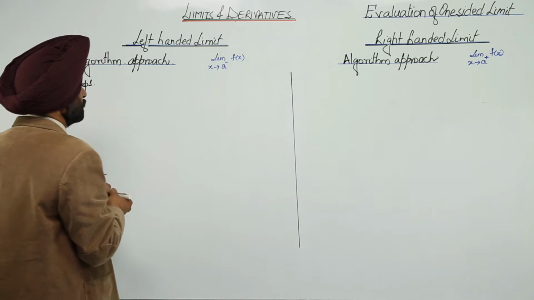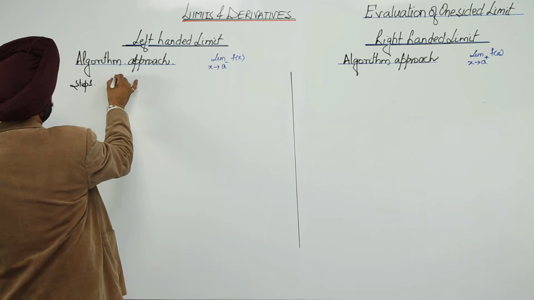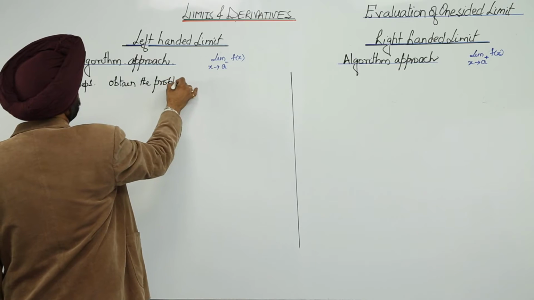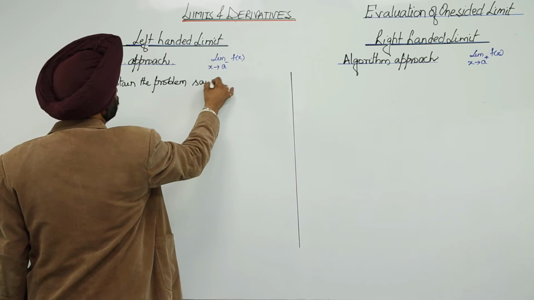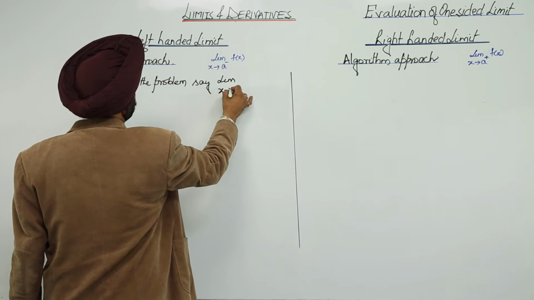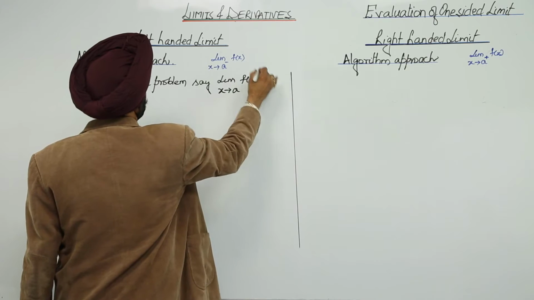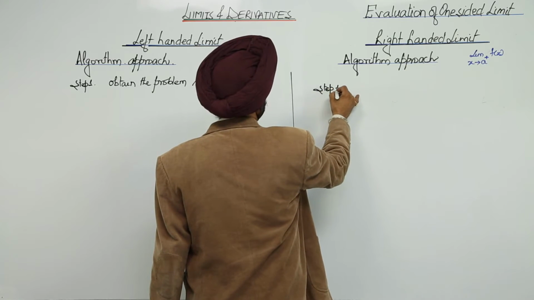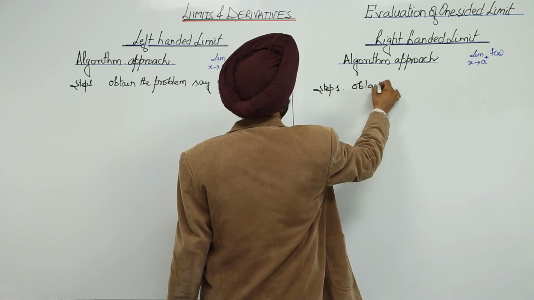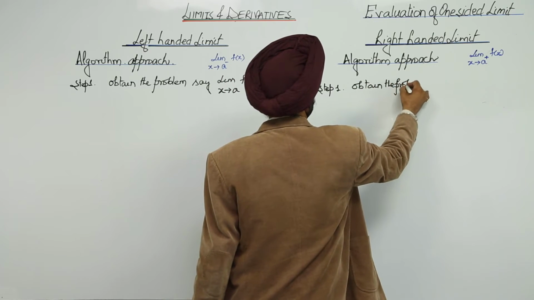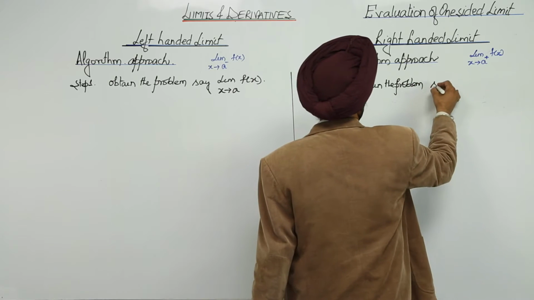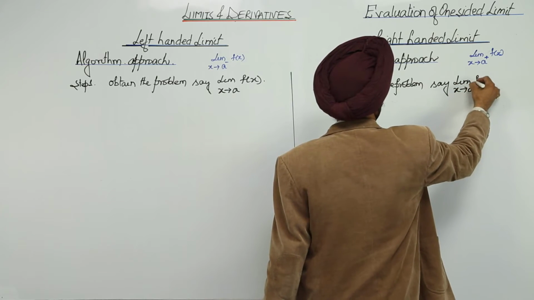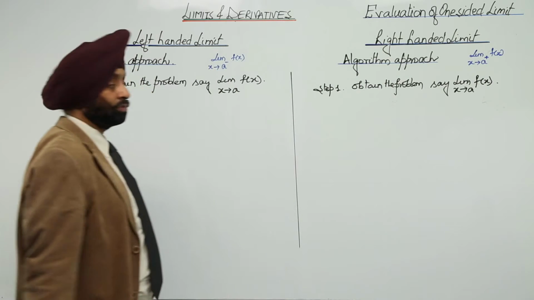Now, step one: obtain the problem. Say limit x approaches a of f(x). Okay, same thing here. Step one, obtain the problem. Say limit x approaches a of f(x).